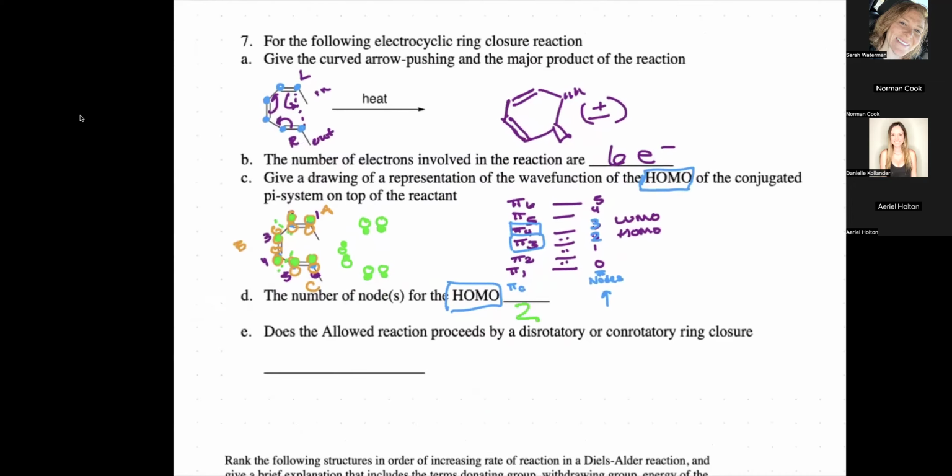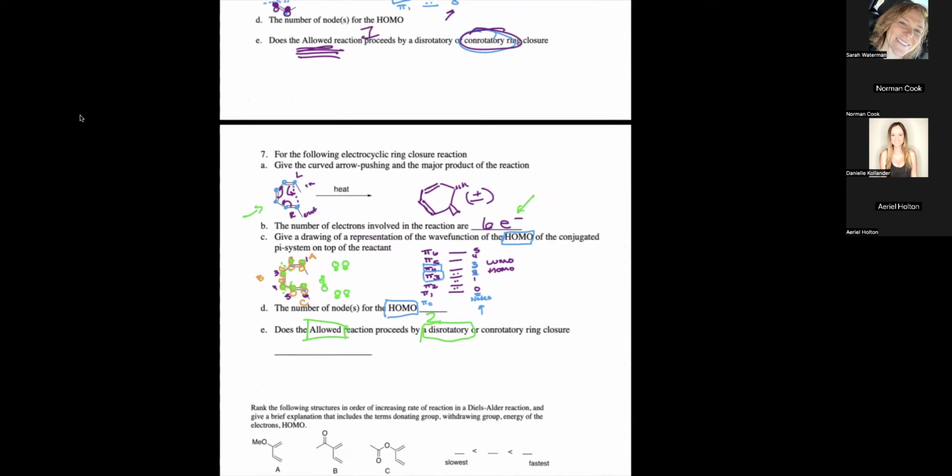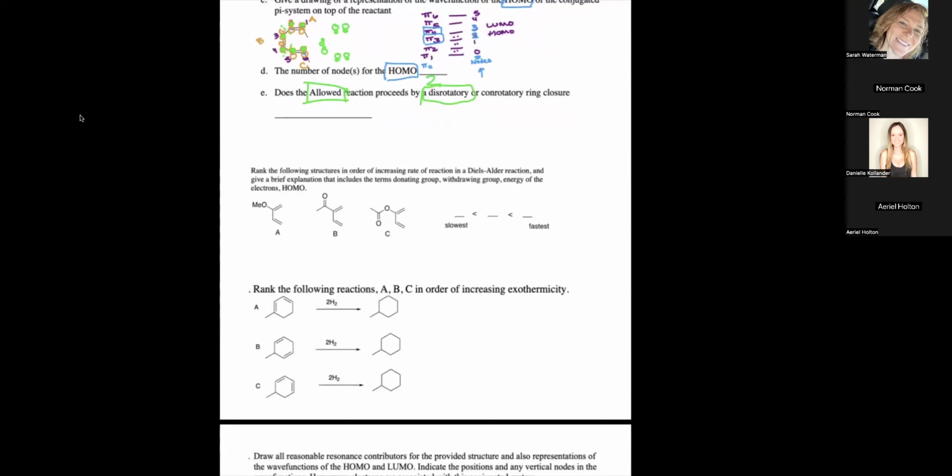So we already said the number of nodes is 2. Does this allowed reaction, so the one that's actually going to happen, proceed disrotatory or conrotatory? What did we decide? It was disrotatory, right? Because we solved this problem as if it was allowed. So that's how we know that it is disrotatory, as we did initially up here. And we made that decision based on the number of electrons participating in the reaction. Okay? Okay, what do we feel about this?